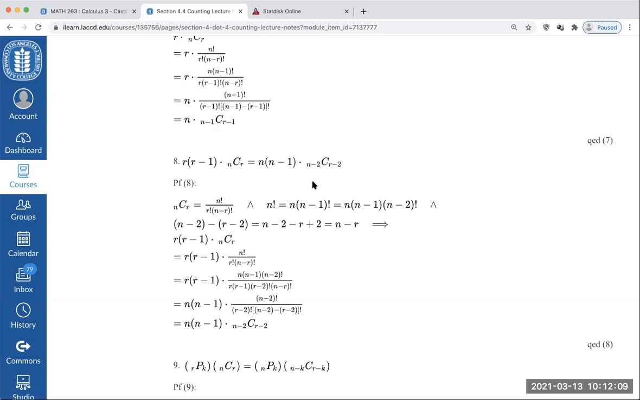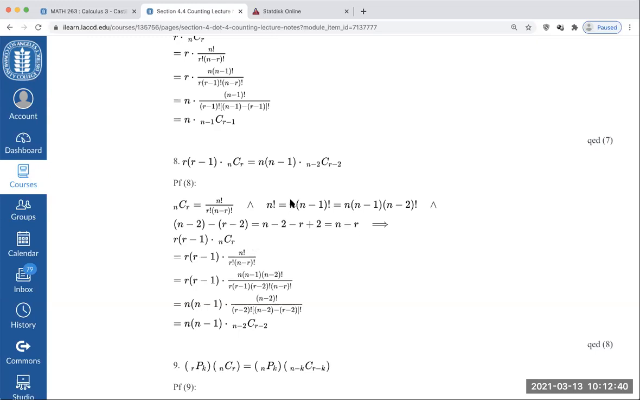We'll also use, and also this is, r factorial is r times r minus 1 times r minus 2 factorial. We'll also use the fact that differences are translation invariant, that n minus 2 minus (r minus 2), the 2's cancel, is n minus r. So let's try to show this. So r times (r minus 1) times nCr is equal to, well, nCr is n factorial over r factorial n minus r factorial.